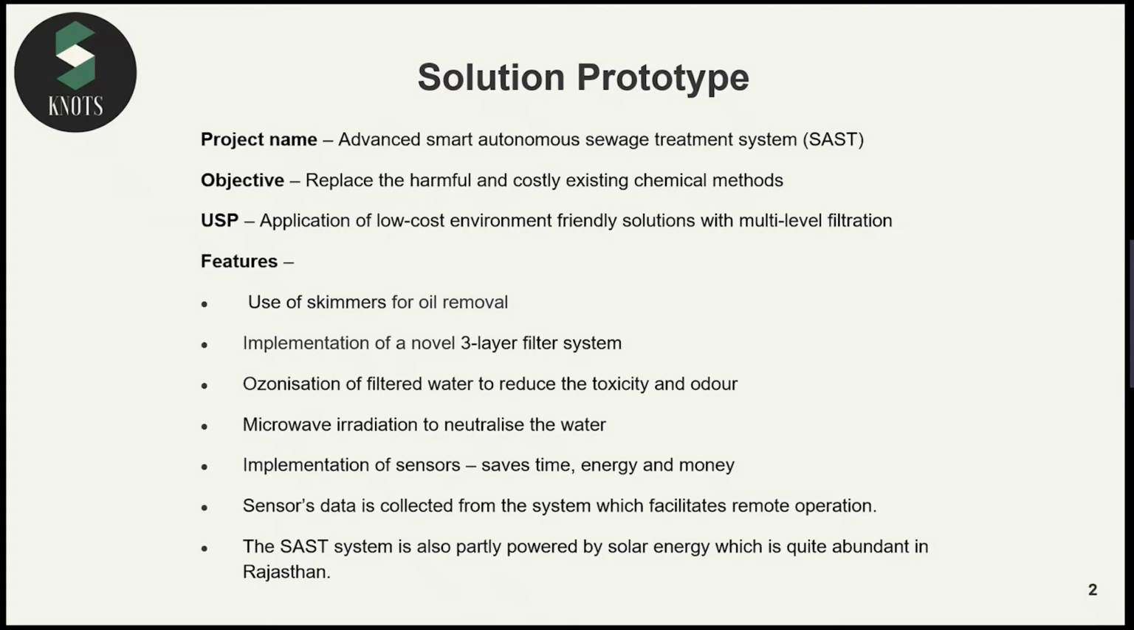Our project design is largely focused on replacing the costly and harmful chemical methods in use today. Our unique proposition is that we are offering a low-cost, eco-friendly solution which encompasses a multi-level filtration approach. There are several features of our project worth noting.